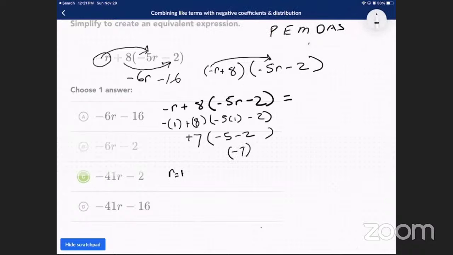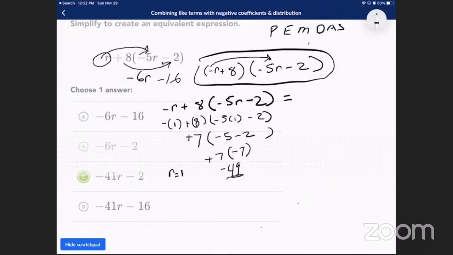Then we go ahead with -7 times +7 times -7, which is -49, because a negative times a positive is a negative, right? So if we plugged in r equals 1 into this expression, we're going to get -49. That means that if r equals 1 leads us to -49 with this expression, then one of these has to lead us to -49 as well.